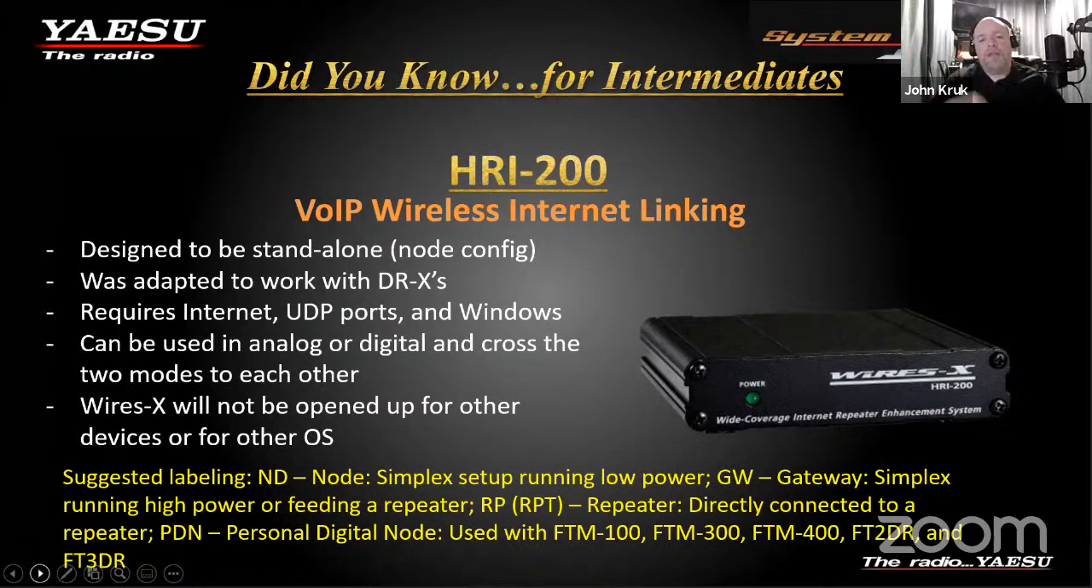So let's dive into the HRI 200 a little bit more. The HRI 200 is basically a device. It's a box, for lack of a better term. It was born out of our HRI 100, which was our Wires 2 system, which actually was ahead of its time for internet linking. It used dial-up internet for the most part and allowed you to create groups and people with DTMF ID codes.